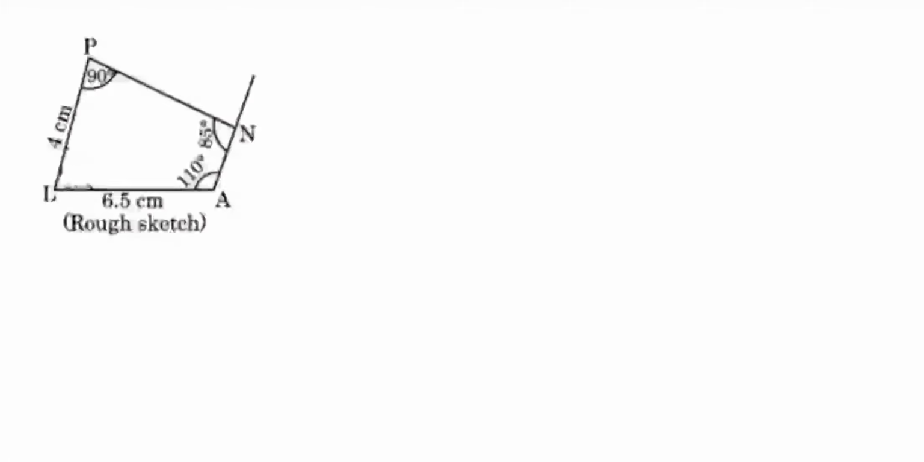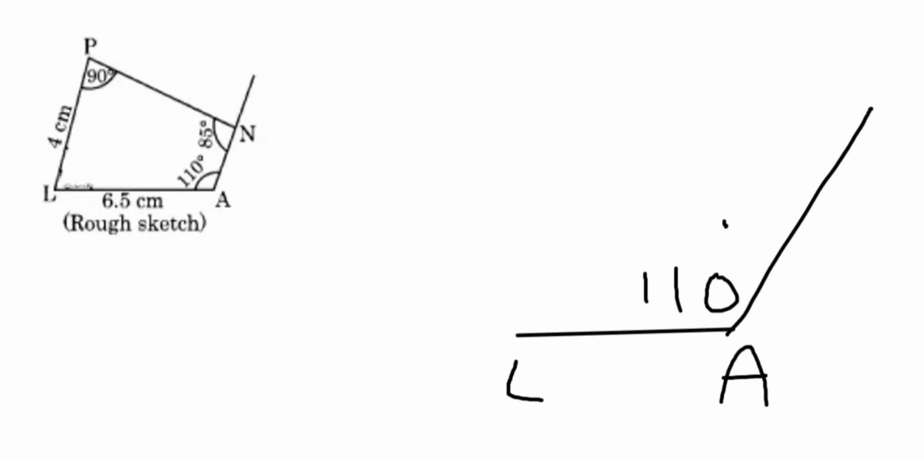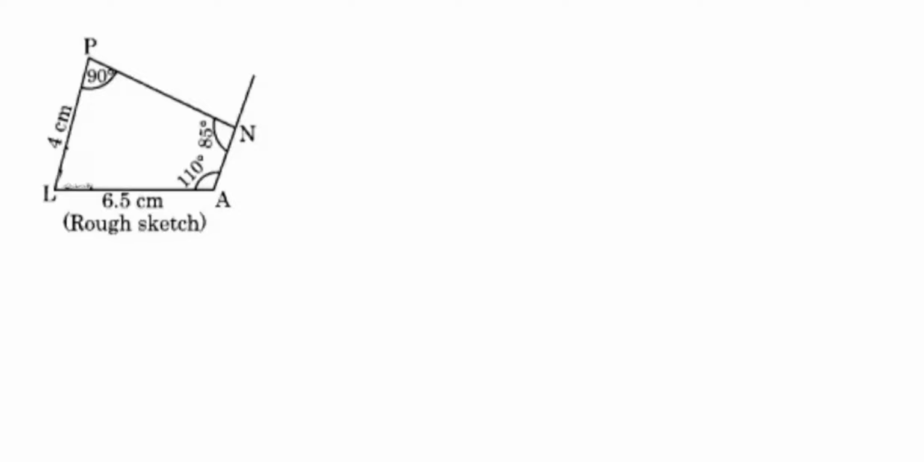We know the sum of all interior angles of a quadrilateral is 360 degrees. Here I have two options to take as base. Suppose I am taking LA as base. Angle A is 110, the length of AN we don't know, and the measure of angle L is also unknown.